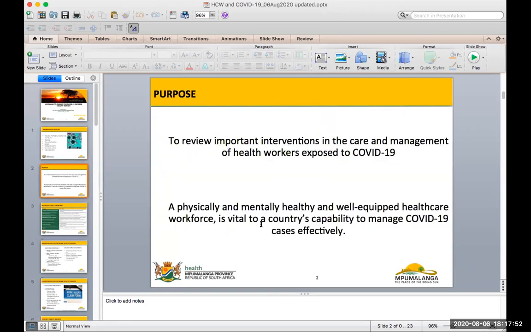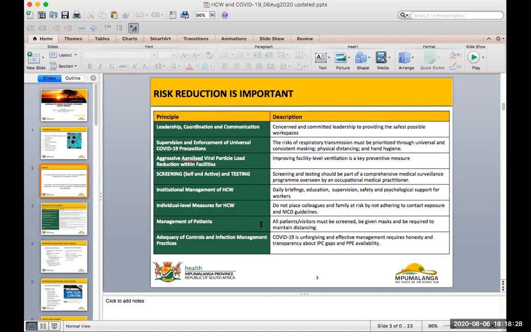the decontamination procedure. The purpose of this is to review important interventions in the care and management of healthcare workers exposed to COVID-19. And as you all know, a physically and mentally healthy, well-equipped healthcare workforce is vital for the country's ability to manage COVID-19 cases effectively. So we need to be at par with the guidelines. We need to be fresh. We need to be ready as frontliners. So throughout this presentation, we'll be looking at how to take care of ourselves, and if we are exposed, what are the processes that we need to follow.